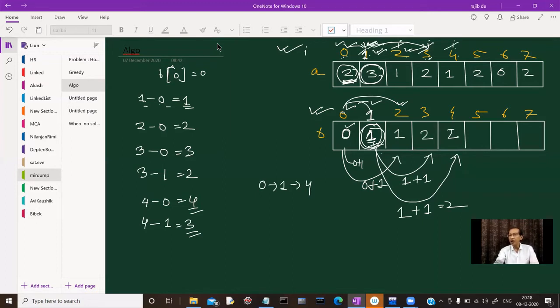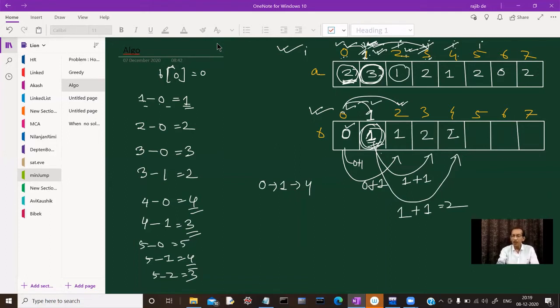Similarly, if you take index 5, how many jumps do you require? 5 minus 0, 5 jumps. It is not possible to start from 0. So you go to 1. So 5 minus 1, how many jumps do you require? You require 4 jumps, but it is showing you 3 jumps you can make at a time. So it is not possible. So you try for index 2. How many jumps do you require? 3. But it is telling that you can make only 1 jump from 2. So it is not possible to reach 5 from 2.